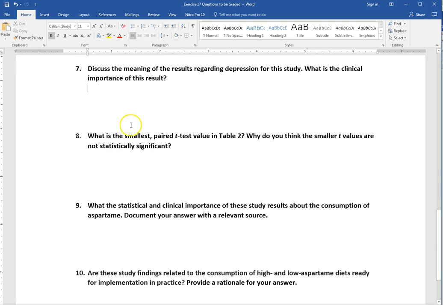Number eight, what is the smallest paired t-test value in table two? So you need to look at table two and find the smallest value. This could be a positive or a negative number. We're looking for absolute value here. And so find what variable that is for and report it here. Why do you think the smaller t values were not significant? So why do you think you're less likely to find a significant difference if it's a small t value? Just interpret this information and give what you think here.